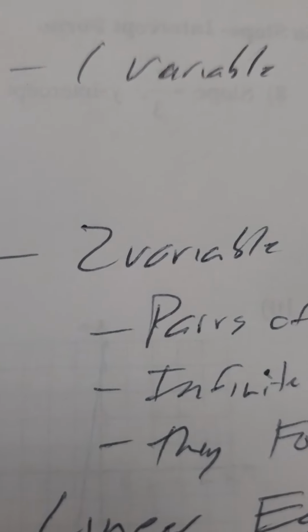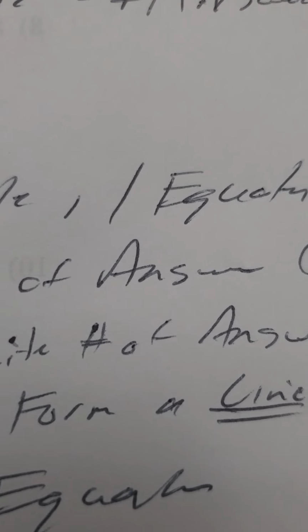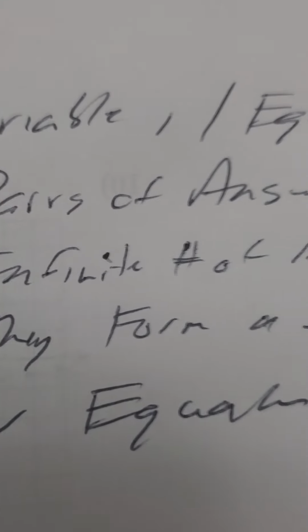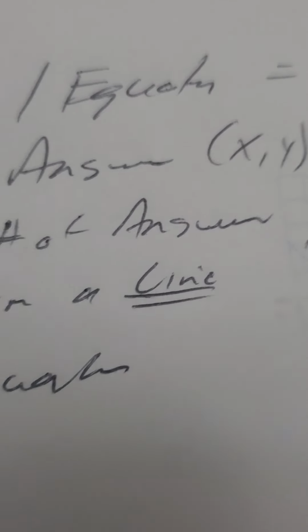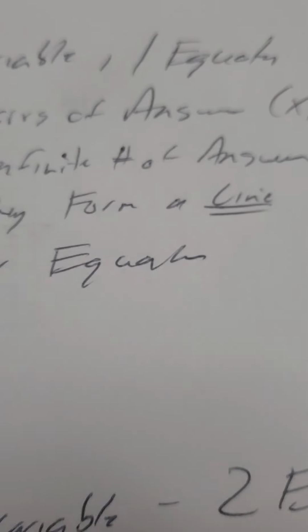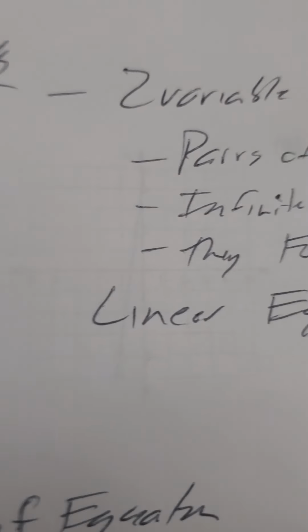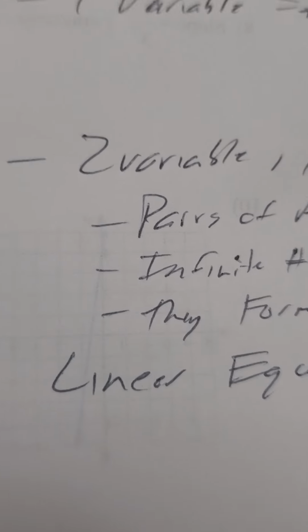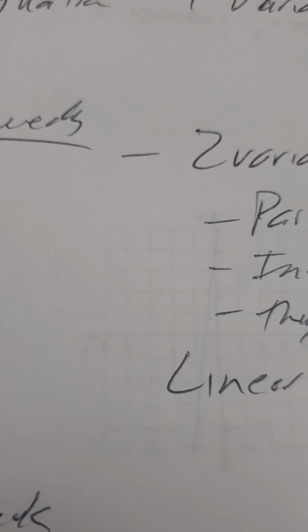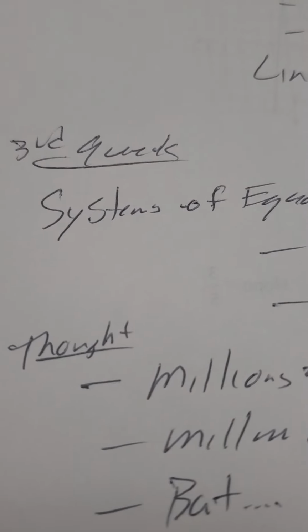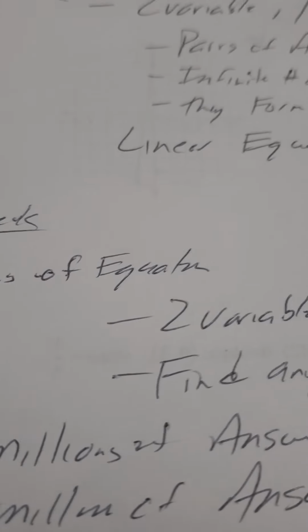Second 9 weeks, we typically dealt with two variables, one equation. Anytime there's two variables, one equation, typically x and y, there's pairs of answers. There's an infinite number of pairs of answers, and they form a line. Okay? And these are called linear equations. Okay, that's what we've been dealing with since the beginning of second 9 weeks and the last 2 or 3 weeks.